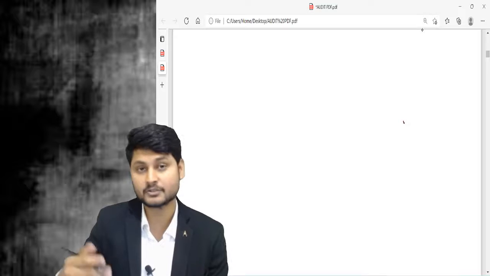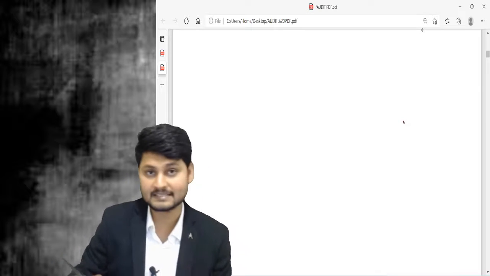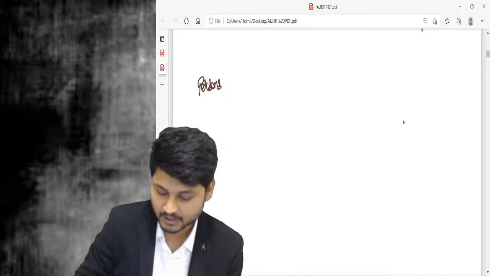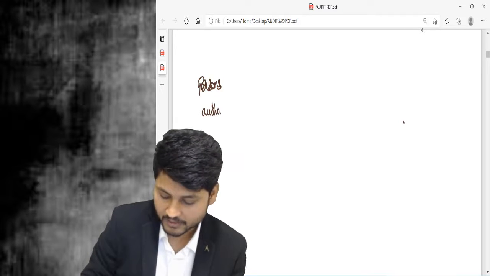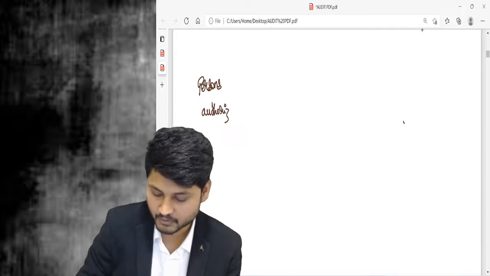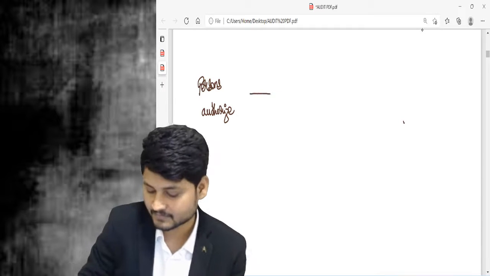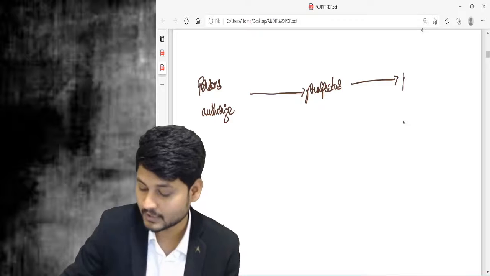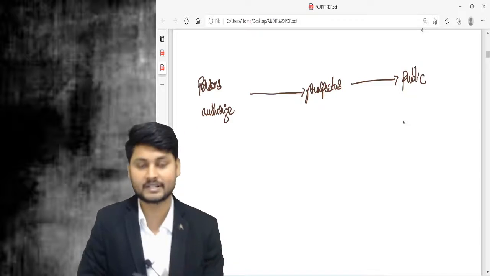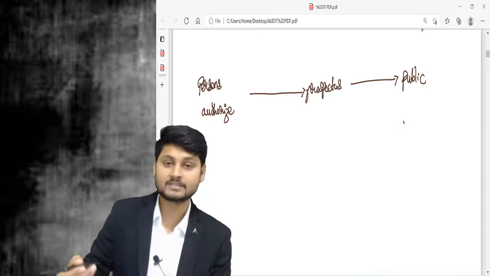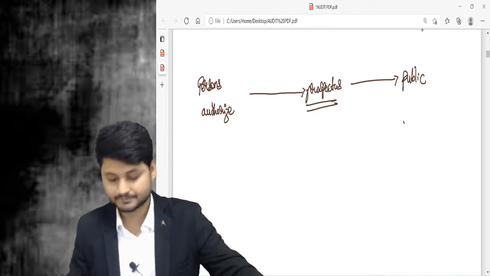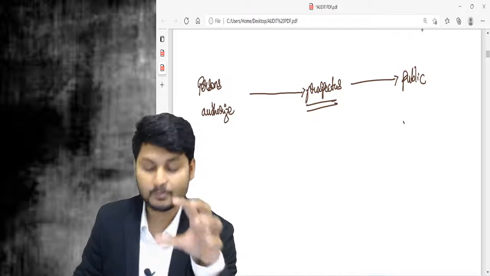That prospectus shall be issued to the public, and before the prospectus is issued to the public, there are some persons who need to authorize it. Persons need to authorize the prospectus, and then that prospectus shall be issued to the public. This is the sequence we need to follow. When the persons authorize the same, they need to check whether this prospectus is correct and proper or not.